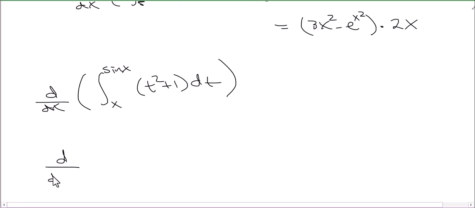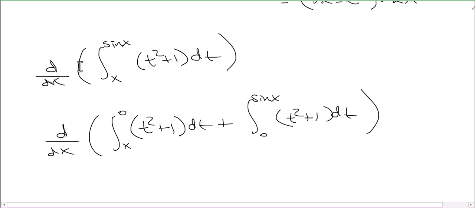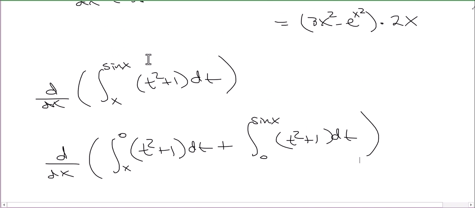So I can say find the derivative of the integral from x to 0 of t squared plus 1 dt, plus the integral from 0 to sine x of t squared plus 1 dt. And now I can use FTC part 1 on this side and FTC part 1 on this one as well. So that's something to keep in mind when you have the double x's in there. You can split them up, keeping in mind the domain of each of the functions.